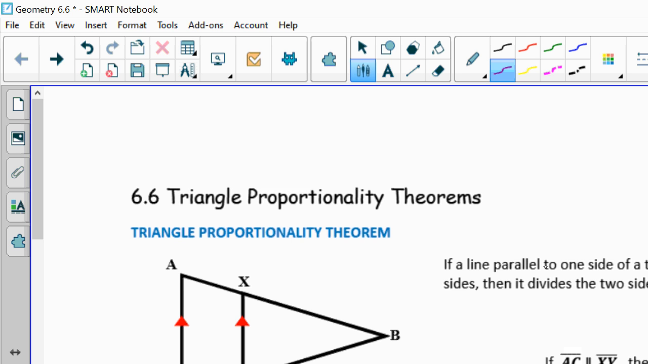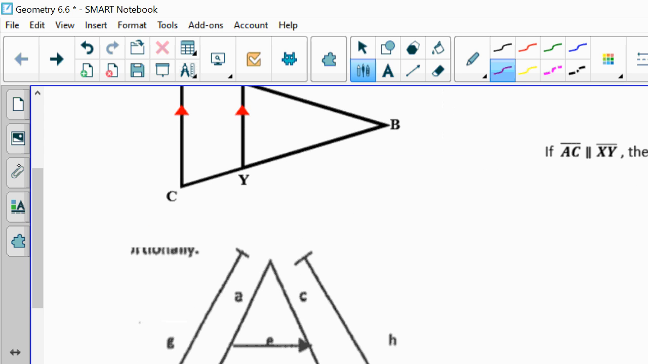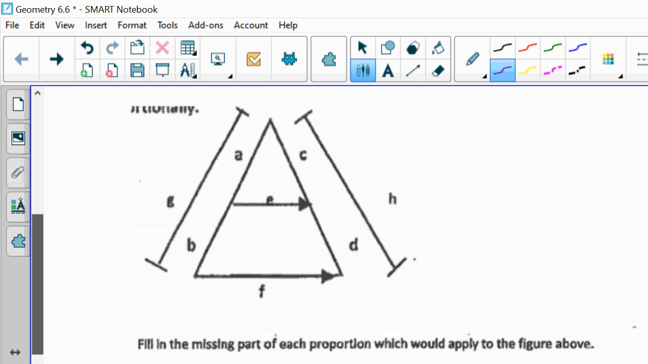Then we have all of these different options, okay? So we have this picture. The top is labeled A, the bottom side is B, the entire side is G. Over the other side, the entire length is H, the top is C, the bottom is D, and in the middle, we have labeled E and F. So using that triangle proportionality theorem, we're going to fill in the missing part of each proportion as it would apply to this figure, okay? So if I have A over B, so A proportional to B is going to equal C proportional to, well, D. Right? So this is going to be a D.